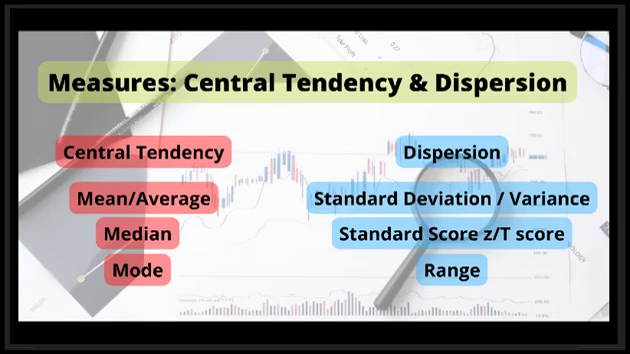So there are various measures. We'll go through them, but broadly, central tendency will tell you what is the average measure, and dispersion will tell you what is the variation in the data, like what is the minimum or maximum. Both of them are very useful in describing the data.